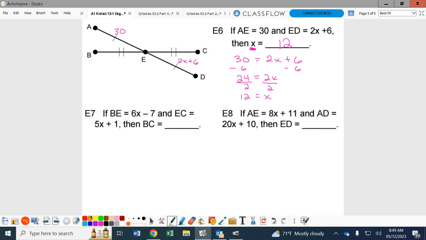That's not true on the next 2, so be careful. On the next one, it says that BE is 6x minus 7. It says that EC is 5x plus 1. And then it wants to know the length of BC. So these two parts are congruent to each other. If they're congruent to each other, we can set their measurements equal. So we would set 6x minus 7 equal to 5x plus 1.